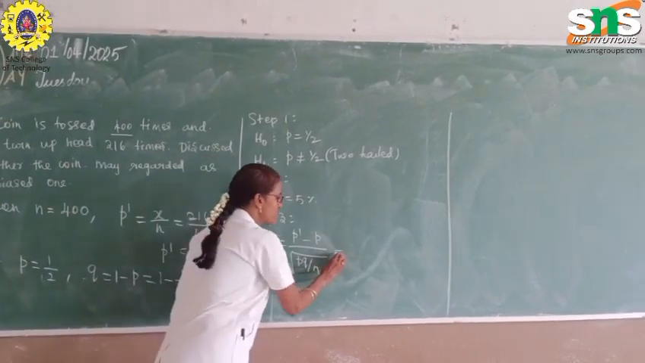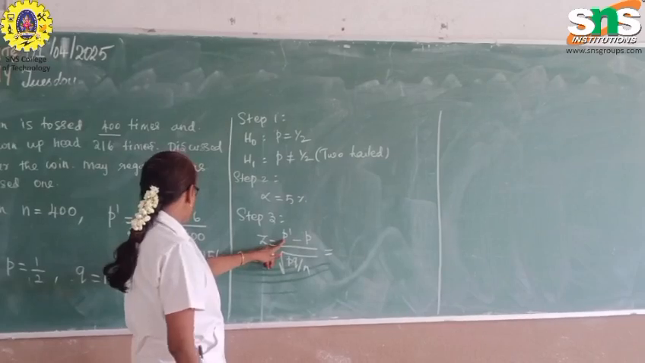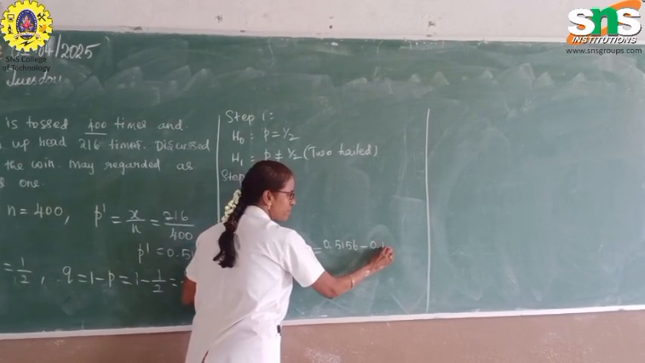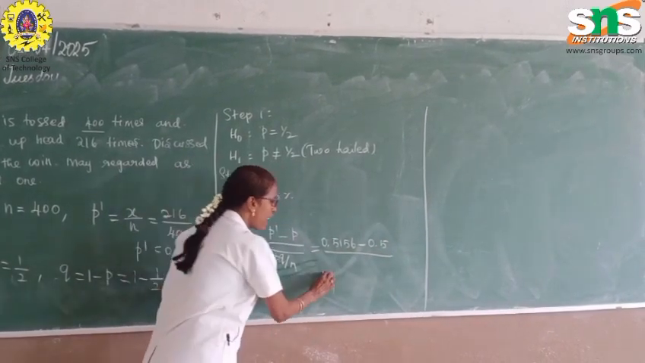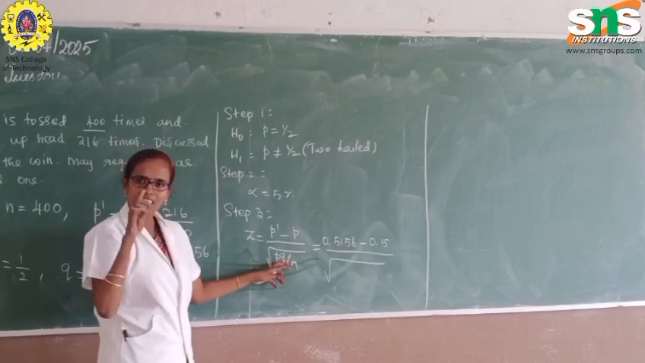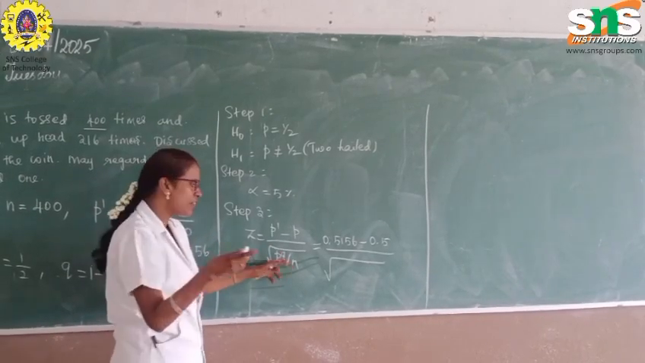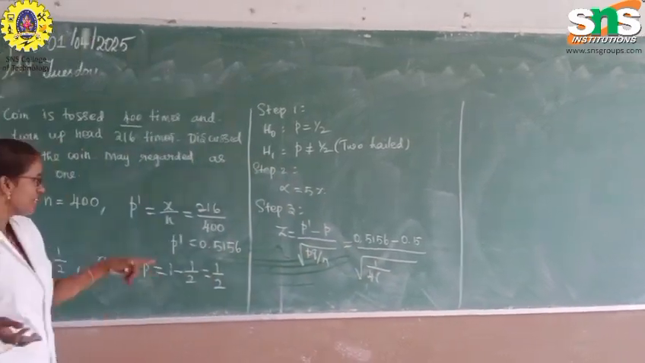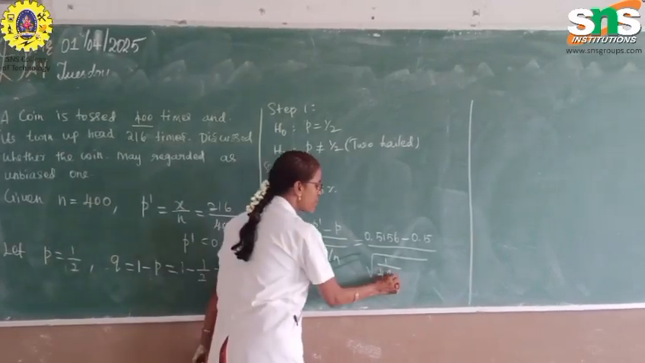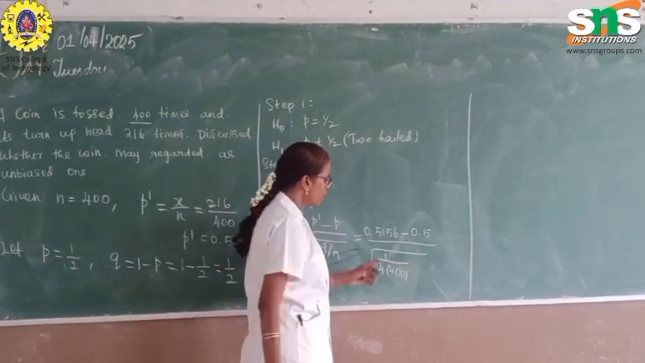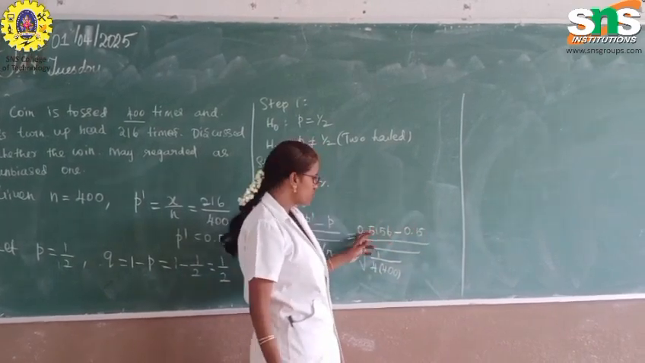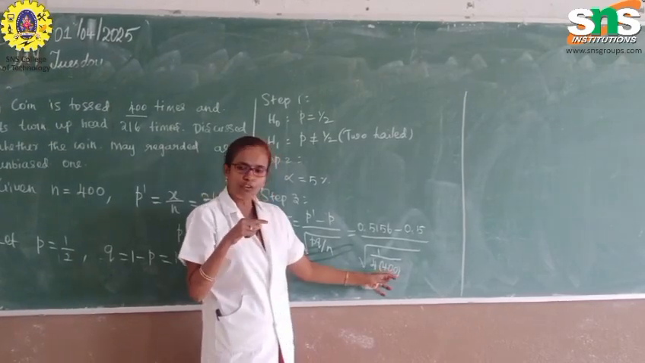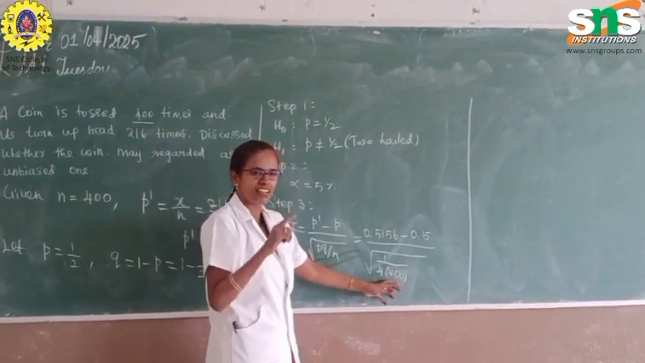Now you just replace all the values. P dash is 0.5156 minus P, which is 0.5, that is 1 by 2, whole divided by square root of P into Q. P is 1 by 2, Q is 1 by 2, so 1 by 2 into 1 by 2 is 1 by 4. Then 1 by 4 into N, which is how many times we are doing the experiment, 400. Now we can do the calculation part. Just subtract these two values. Then in the denominator, 1 by 4 into 4 is 16, so 1600.